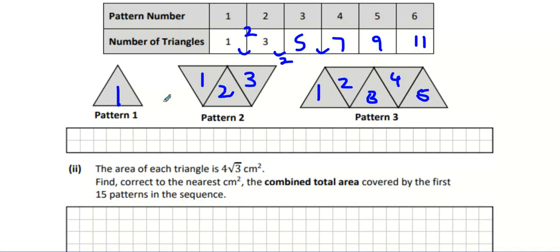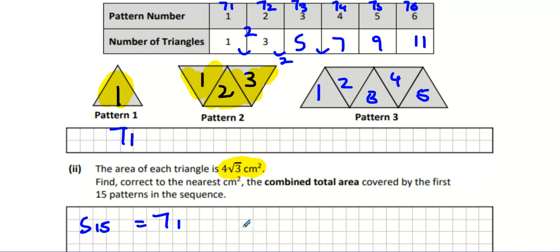Second go. Now, it says the area of each triangle is 4 root 3. So that's a 4 root 3, that's a 4 root 3, that's a 4 root 3, that's a 4 root 3. Find the combined total area covered by the first 15 patterns in the sequence. So basically, what it wants me to do is find out how many triangles are in S15. S15 is T1, which is this one here, so that's your T1, your T2, your T3, your T4, your T5, and your T6, all the way up to T15. Okay?